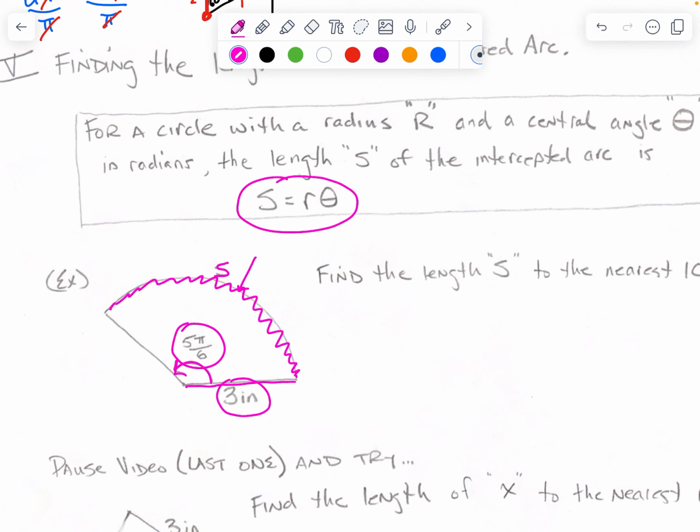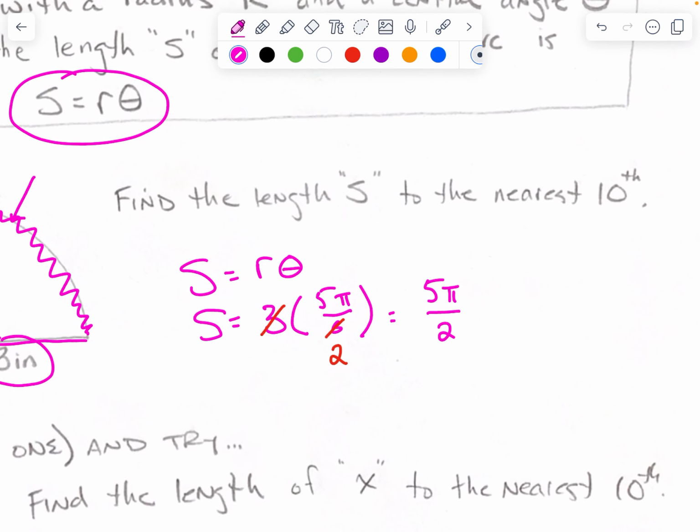So in this question, we're simply going to do S equals R theta. So S equals 3 inches times 5 pi over 6. It really is this easy. 3 goes into 6 2 times. So my final answer, using pink to keep it pretty, is 5 pi over 2. Now 5 pi over 2 is the length.